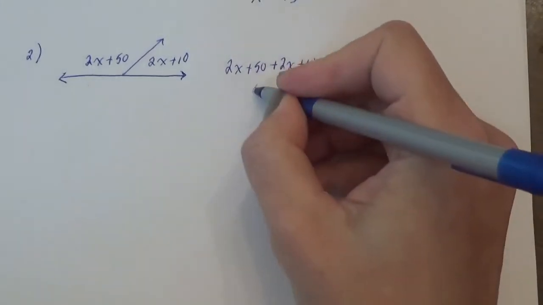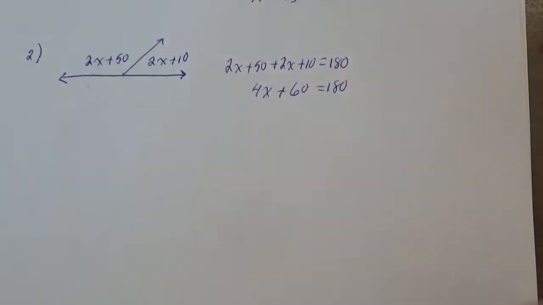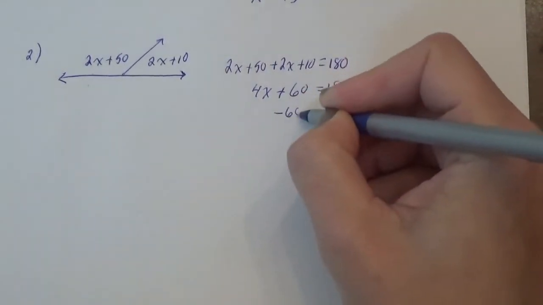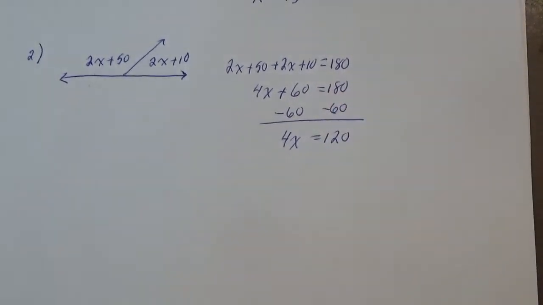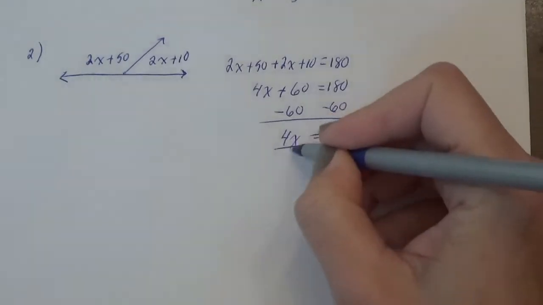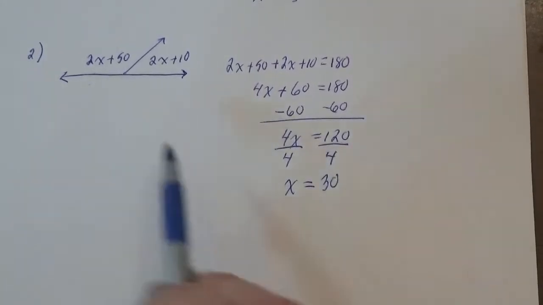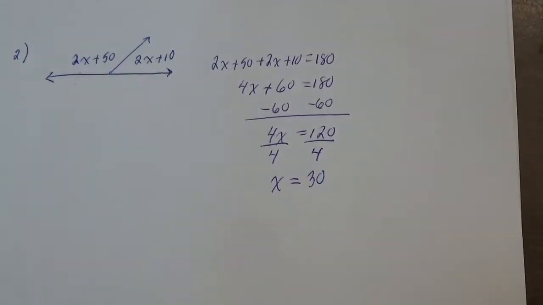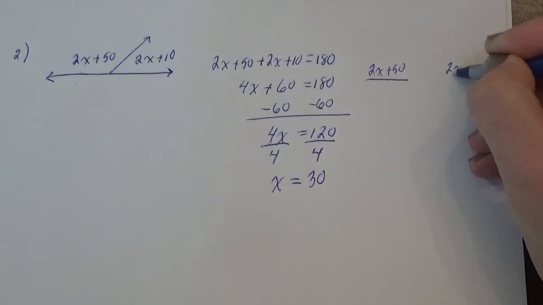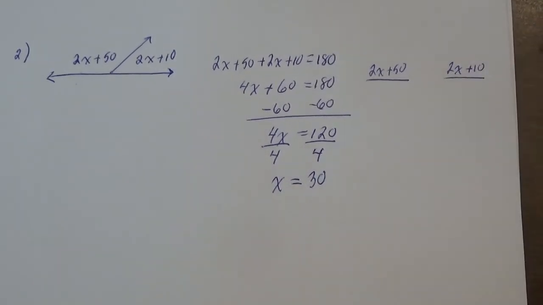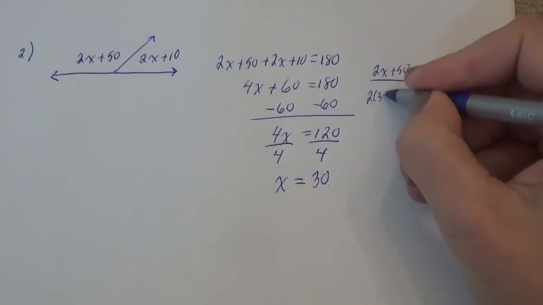So add this up, that's 4x. 50 and 10 is 60. Okay, subtract the 60, and I have 4x equals 120. Divide by the 4, and we have x is 30. Now let's actually figure out what these angles are. Okay, so we're going to figure out the 2x plus 50, and we're going to figure out the 2x plus 10. All right, so if x is 30, we're going to sub it in.